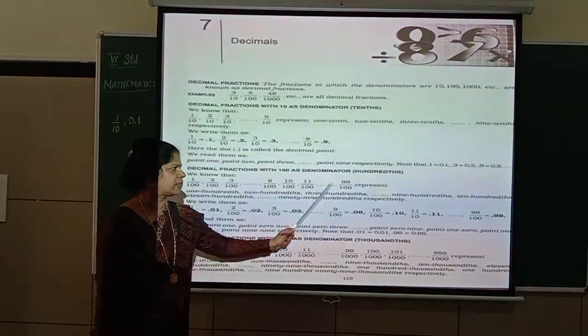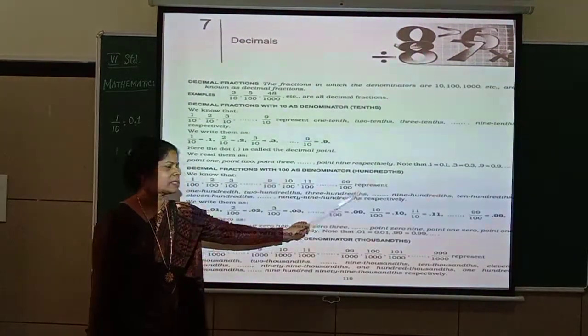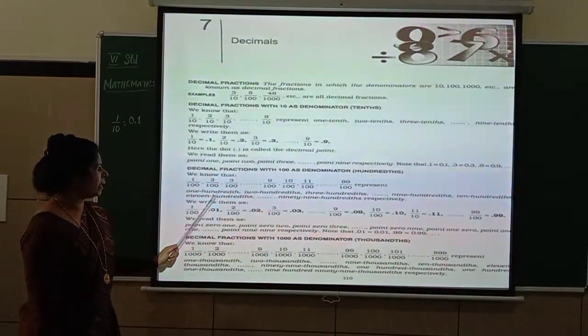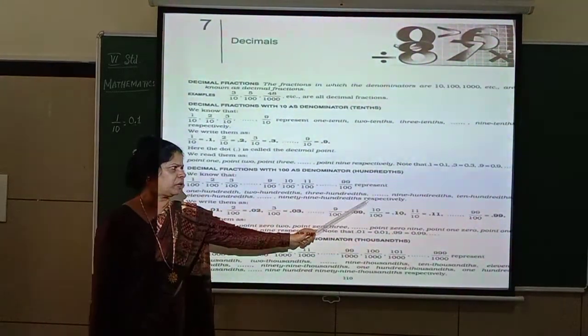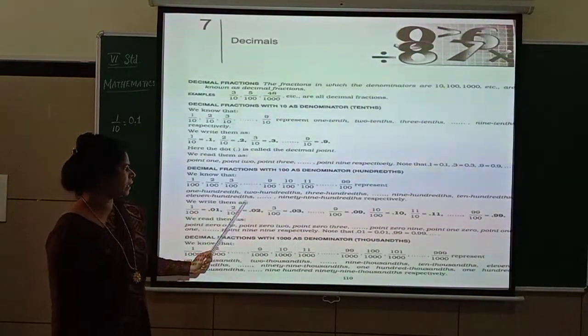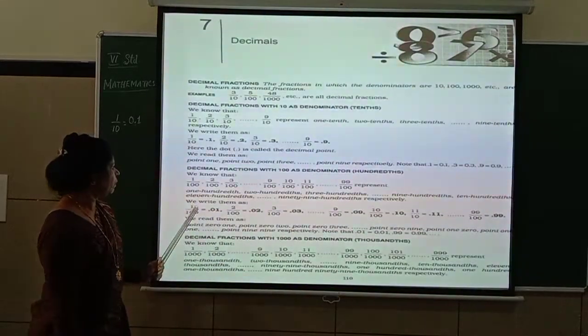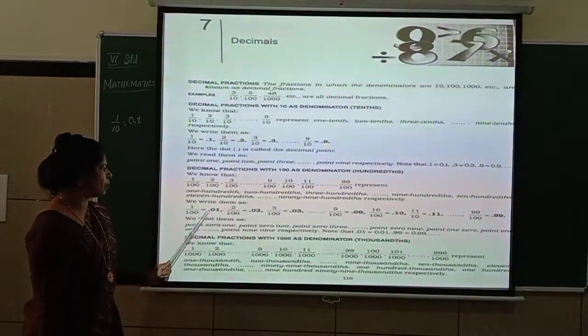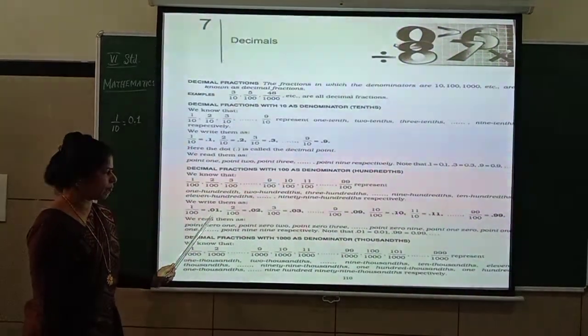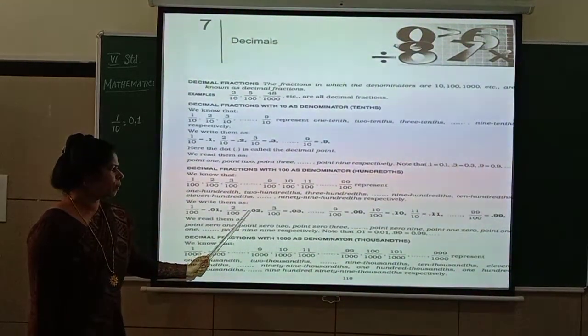See, th, hundredths. Okay. So we know that 1/100th or 1 by 100, 2 by 100 or 2/100th, 3/100th, 9/100th, 10/100th, 11/100th, 99/100th. That is represented like 1/100, 2/100, 3/100. Do you understand now? We write them as 1 by 100 is equal to 0.01. 2 by 100 is equal to 0.02.